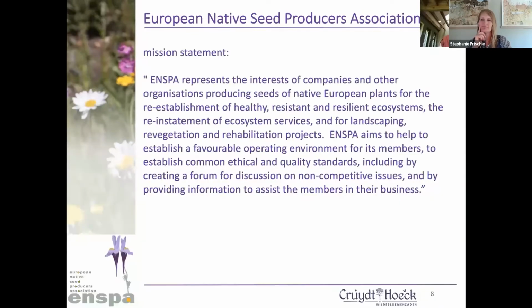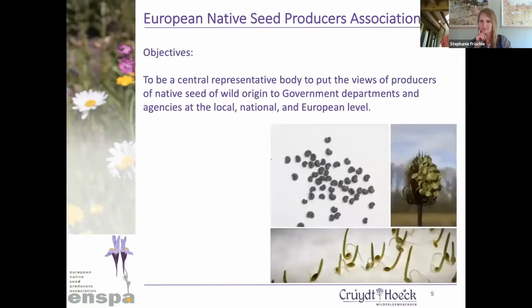Well, we have a mission statement, very important. Enspa represents the interests of companies and other organizations producing seeds of native European plants for the re-establishment of healthy, resistant, and resilient ecosystems, the reinstatement of ecosystem services, and for landscaping, revegetation, and rehabilitation projects. Enspa aims to help to establish a favorable operating environment for its members, to establish common ethical and quality standards, including by creating a forum for discussion on non-competitive issues, and by providing information to assist the members in their business.